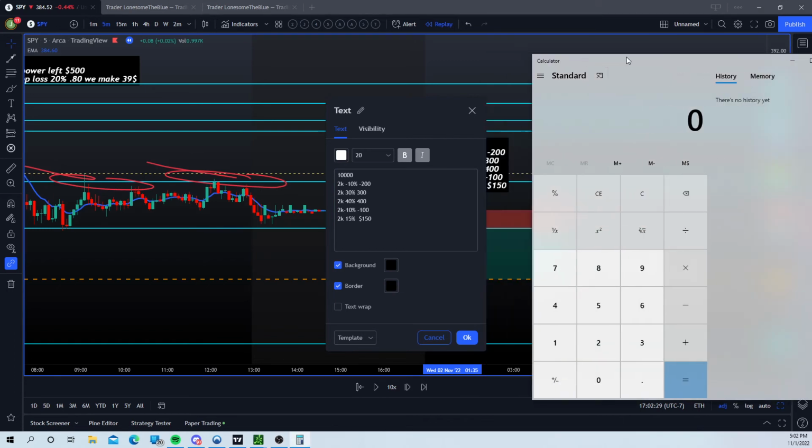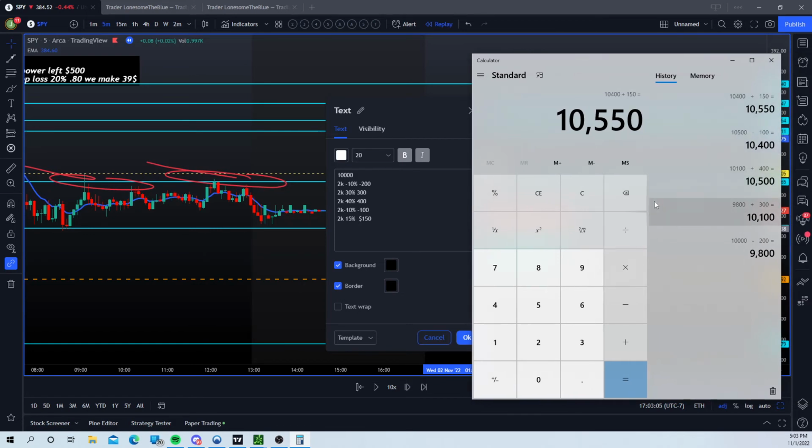I know it's a long session, but just trying to show you. So it's 10,000 minus 200 equals 9,800. The first trade, and it looks like, okay, you're red, plus the 300, that's 10.1, plus the 400, 10.5. See, minus 100 plus the 50, right? 150. That's $550 in a day if it goes that way.